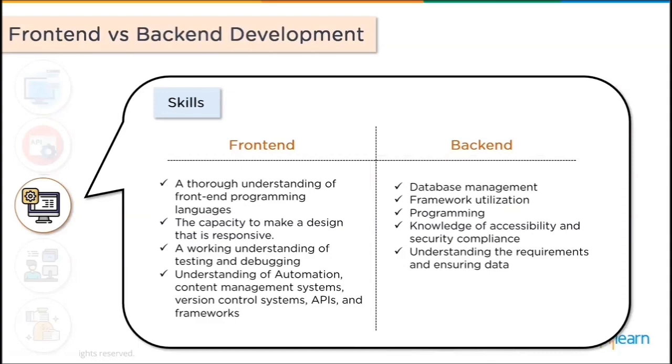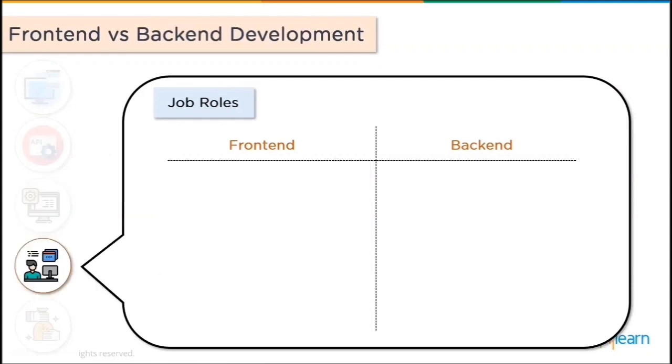Talking about the skills required for back-end development. Back-end developers deal with languages and frameworks like Java, Ruby on Rails, etc., to make web pages and applications operate. It's vital to know commonly used back-end languages and frameworks like Django, Node.js, Express.js, and so on. Other important skills include database management, framework utilization, programming, knowledge of accessibility and security compliance, and understanding requirements and ensuring data consistency and integrity. Now, moving ahead, let's look at some of the job roles for front-end and back-end development.